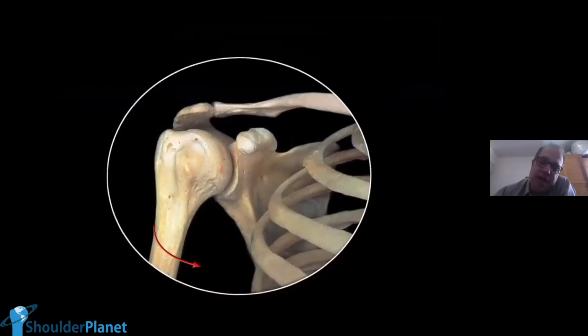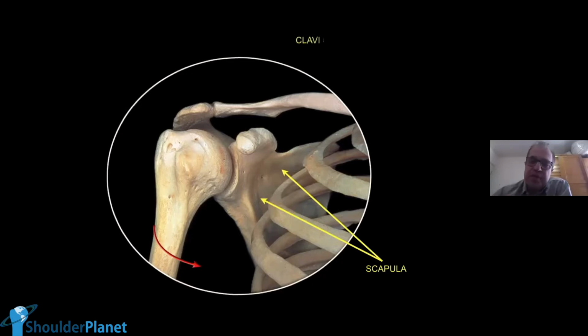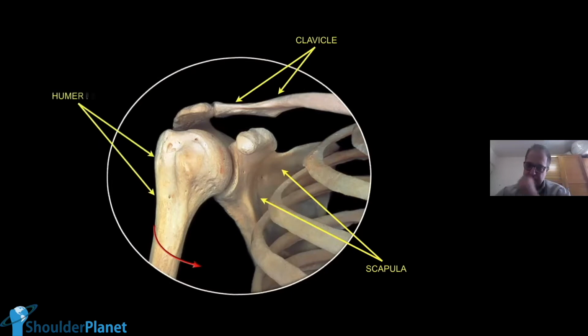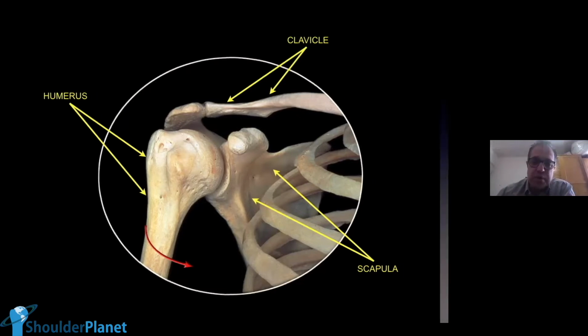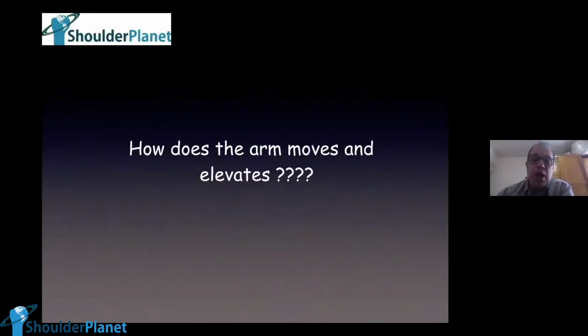The shoulder is a very complex joint that has three bones. This is the scapula that is in the back. We have the clavicle, the collarbone, here up, and this is the humerus. And whenever we elevate our shoulder, the humerus slides over the scapula like a ball and a socket, as I'm going to show now. So how does the shoulder move? How do we elevate the arm?